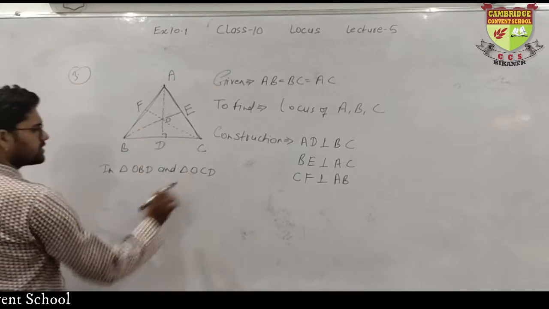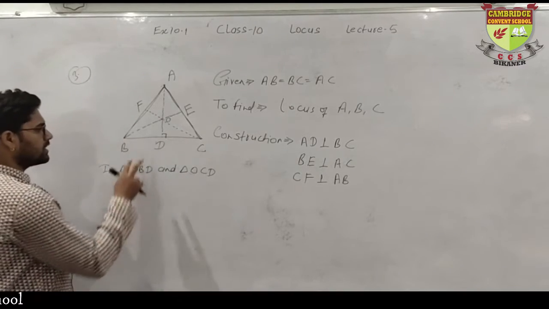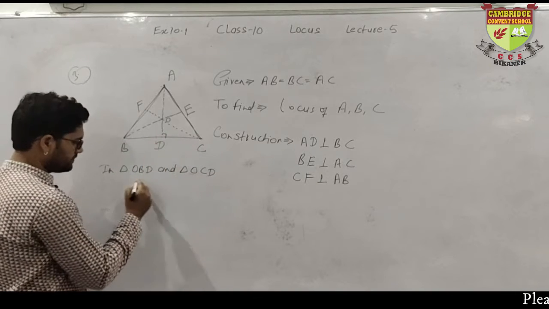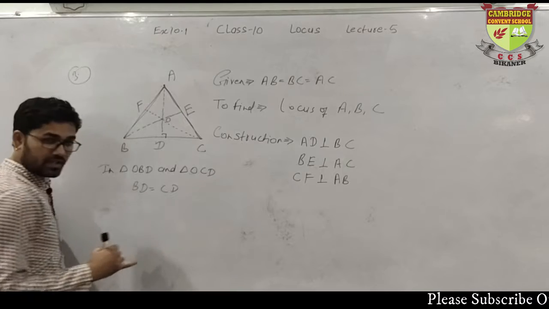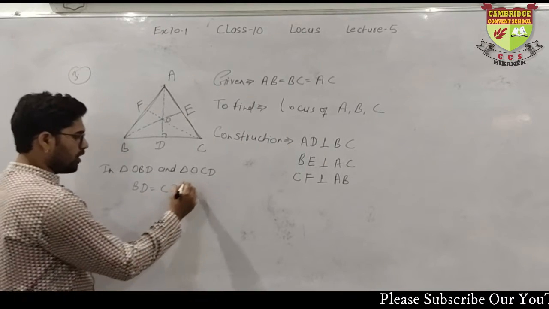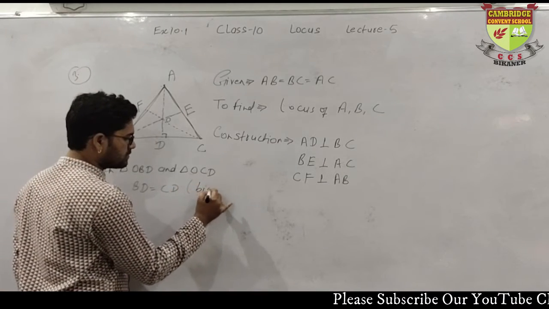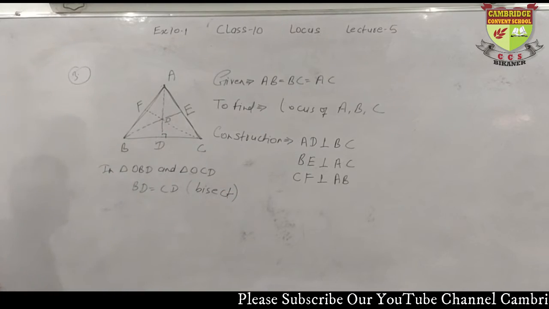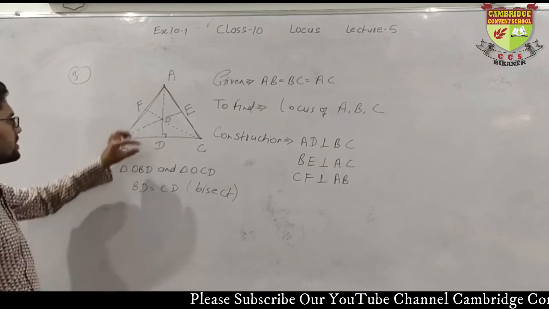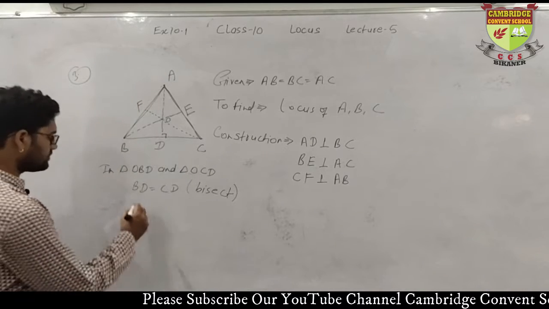So for both these triangles, we know that BD is equal to CD. Why is it equal? Because it is being bisected. So I will write here bisect. Another thing is OD.